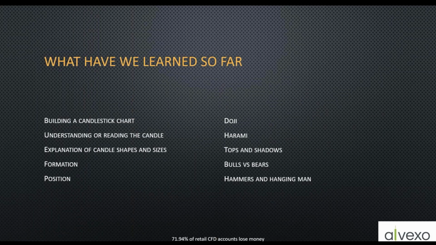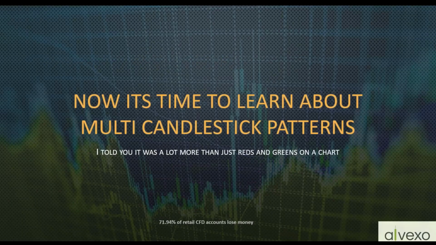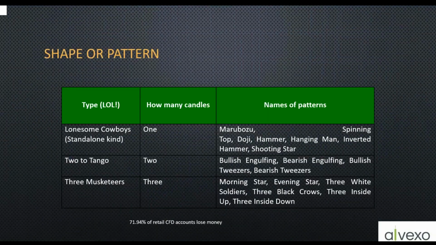So what do we learn so far? We talked about building a candlestick chart, understanding and reading the candlesticks. We talked about the shapes and sizes, the formation, the position. We talked about dojis, haramis, tops and shadows, bulls versus the bears, hammers and hanging man. Boy, have we talked about a lot. So now let's talk about multi-candlestick patterns. And I told you it was a lot more than just reds and greens on the chart.